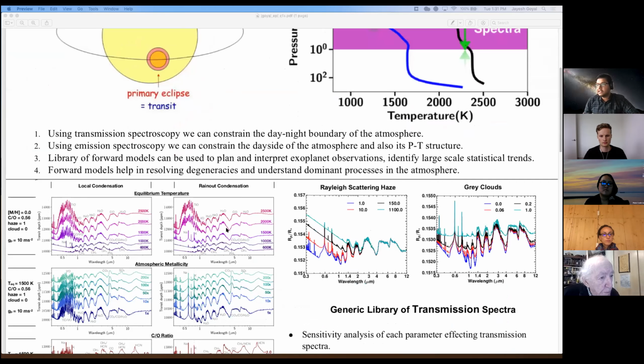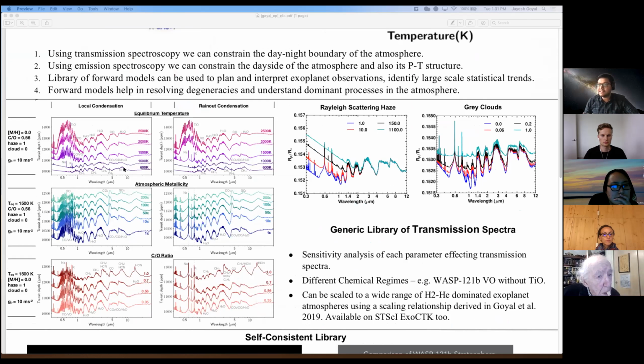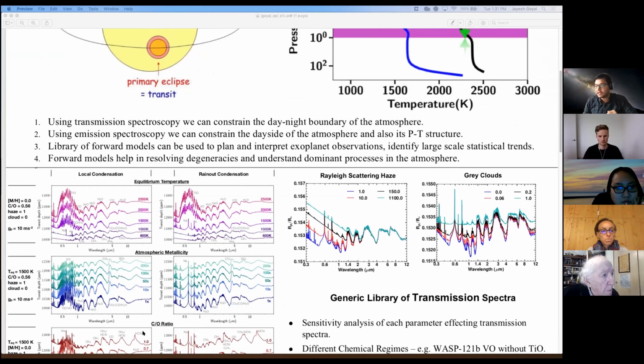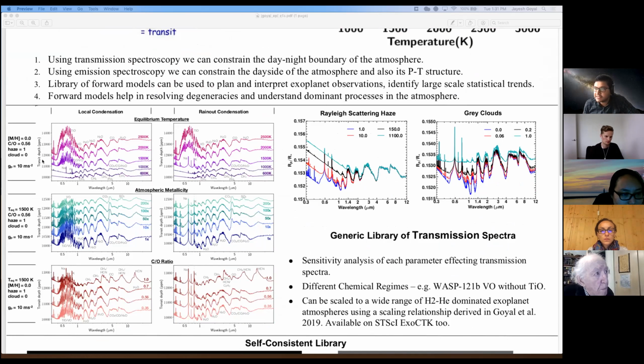So in our first work, you can see here on the left-hand side a lot of transmission spectra. This is for the day-night boundary. In this plot, on the y-axis there is transit depth, and on the x-axis it is wavelength. This is done for different equilibrium temperatures. So based on the distance of the planet from the host star, we have generated these models for different equilibrium temperatures of the planet. Then atmospheric metallicity.